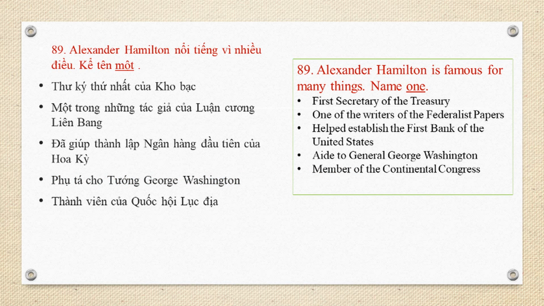89. Alexander Hamilton is famous for many things. Name one. First Secretary of the Treasury. One of the writers of the Federalist Papers. Helped establish the first bank of the United States. Aide to General George Washington. Member of the Continental Congress.